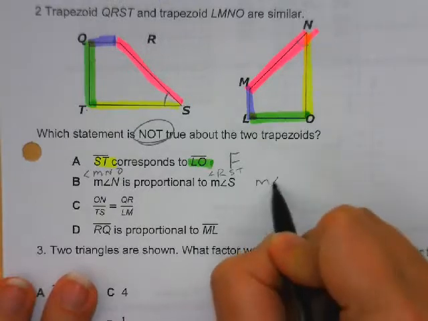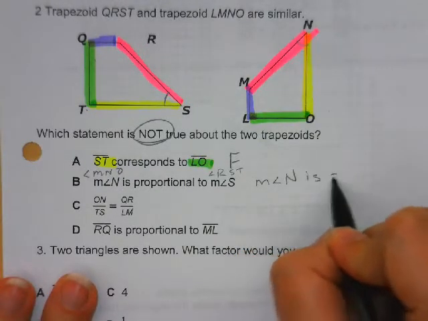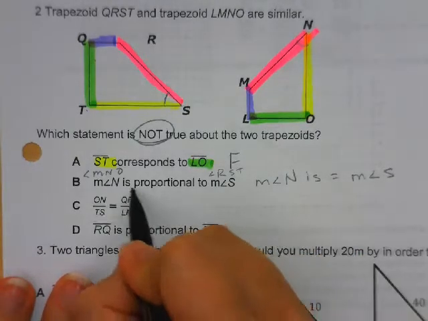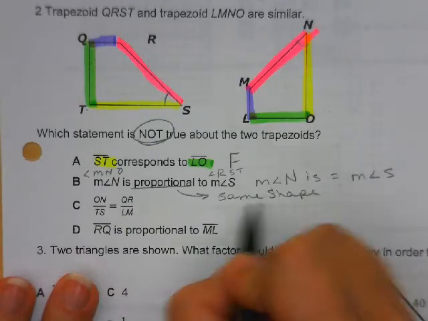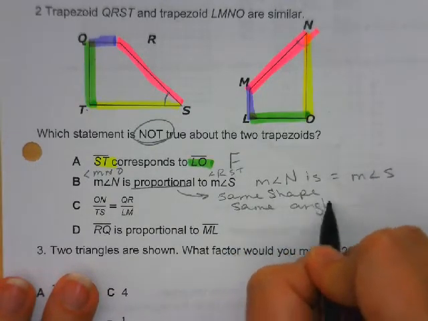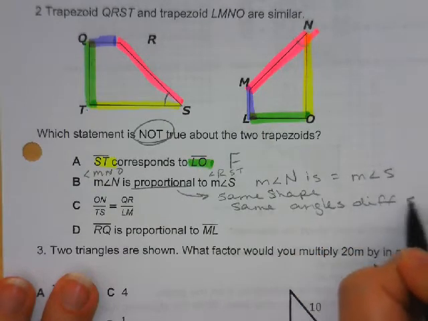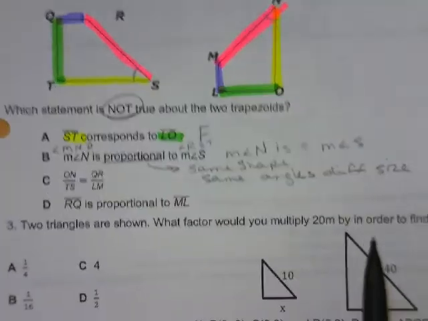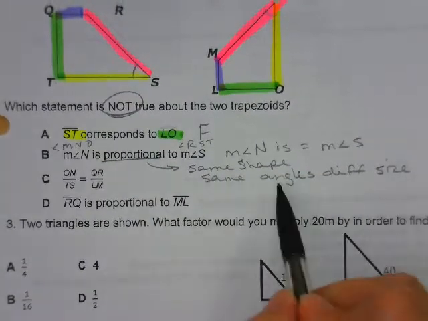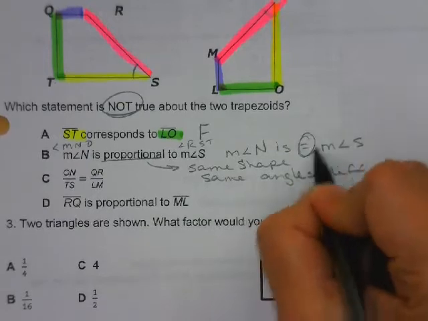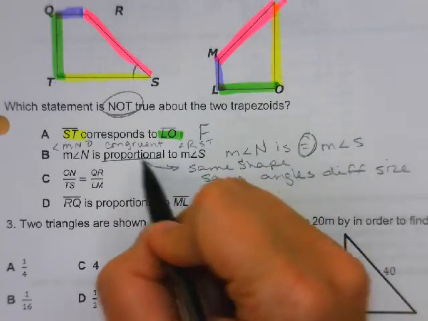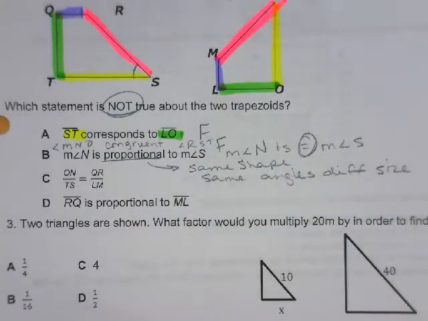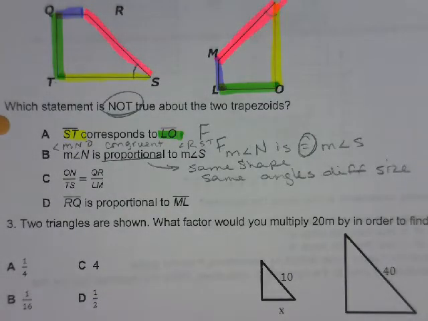So angle N is equal to the measure of angle S, because this word proportional, you have to be real careful. Same shape, yes. They are the same angles. They are different sizes. So it meets the whole definition of proportional. However, angles are not proportional. Angles are congruent. So if this said congruent, then it would be true. But because it says proportional, it is false. Okay? Angles are never, never proportional. Angles are always congruent.